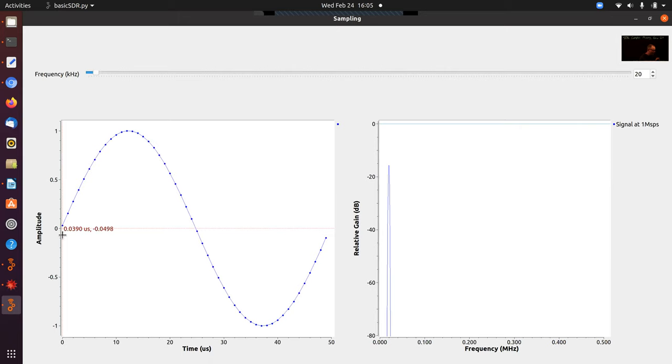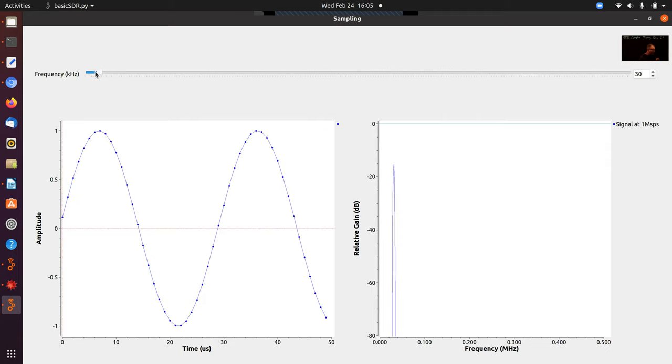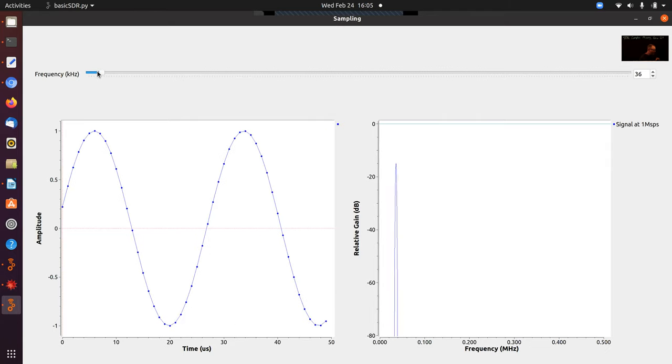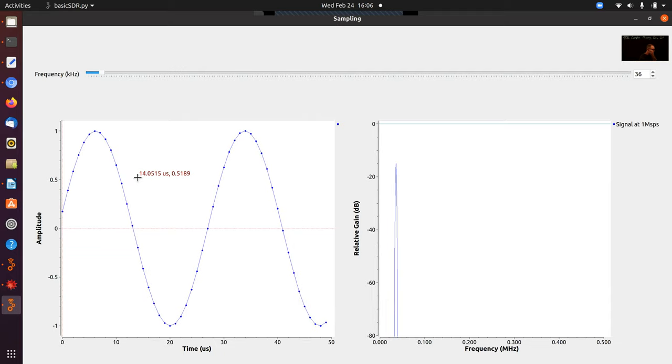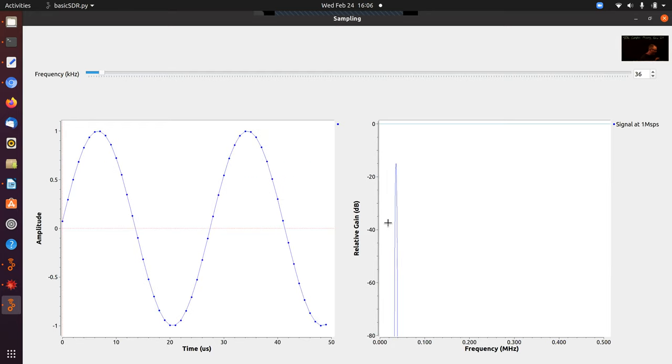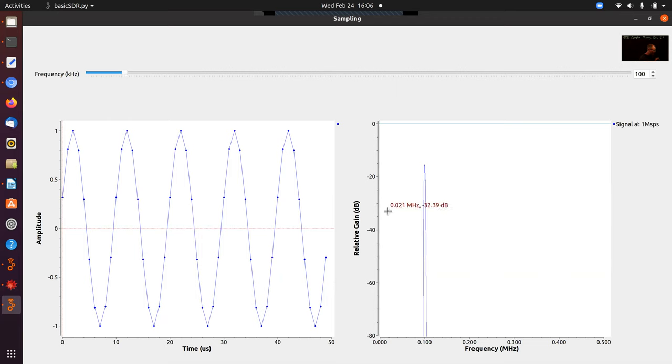And I've shown the samples in little dots, and I can change the frequency of my sine wave to be higher or lower. You can see if it's not a perfect integer divisor of a megahertz, the samples don't happen at exactly the same point in the sine wave. That's fine. And here is the frequency spectrum. This is the Fourier transform of this sine wave, a single spike at a single frequency. So if I set this to be 100 kilohertz, that should be a tenth of a megahertz, 0.1 megahertz, and you see a little spike right there.